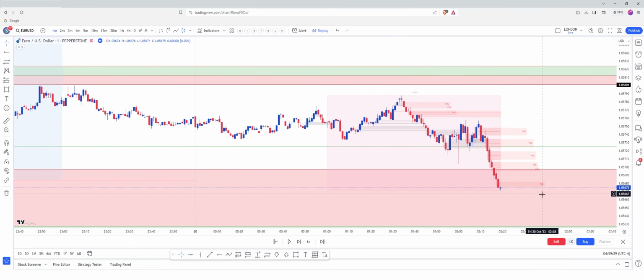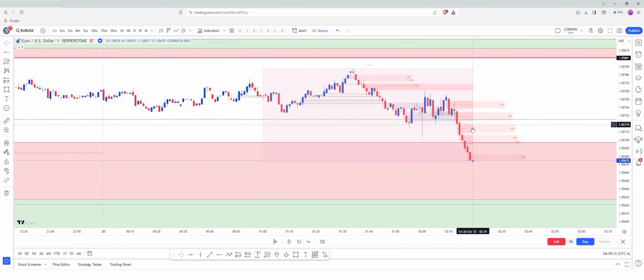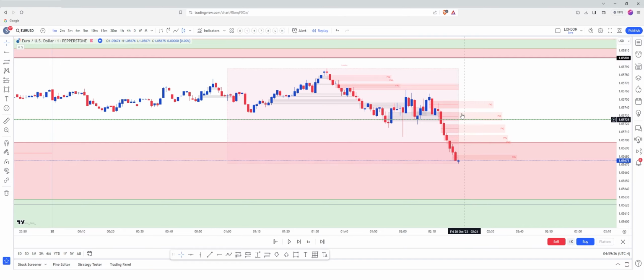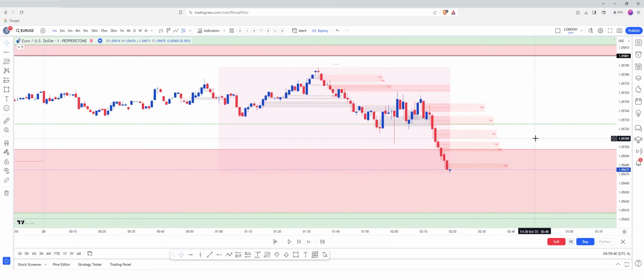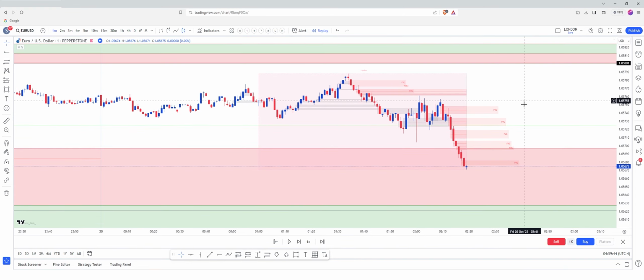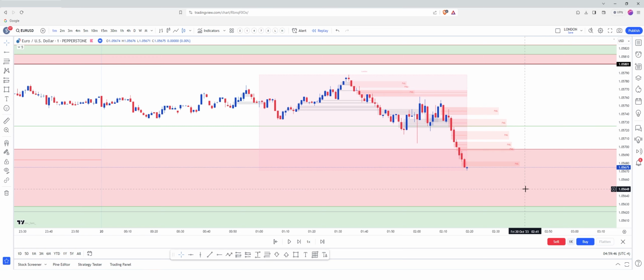reversal pattern. At the moment we've just got strong displacement lower, so we're going to be looking for some of these PD arrays to begin failing to give us a confluence that the sell program has finished, and we can now jump on a long position in line with a buy program.